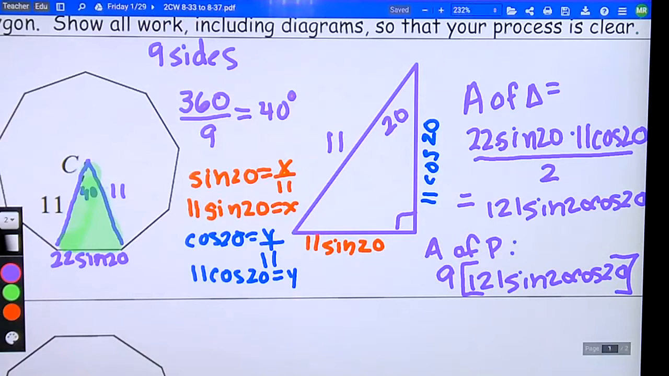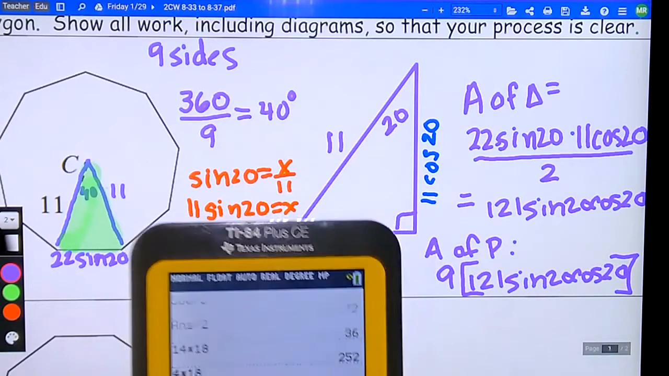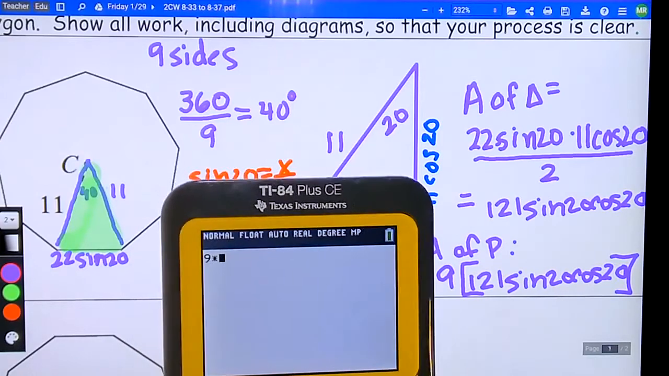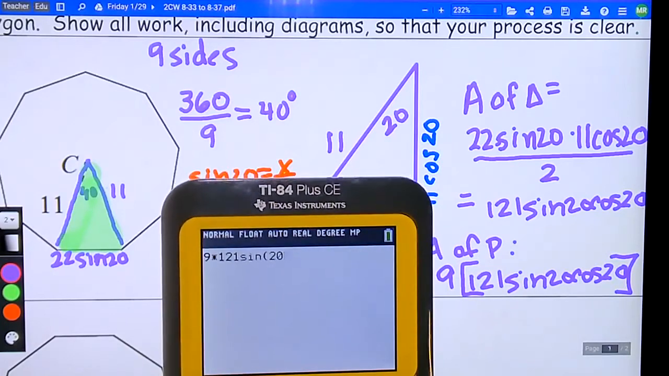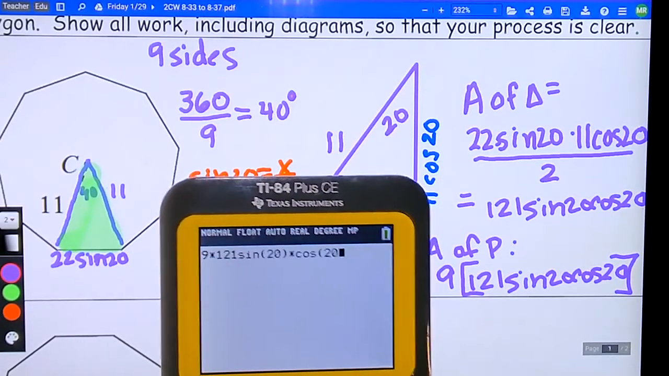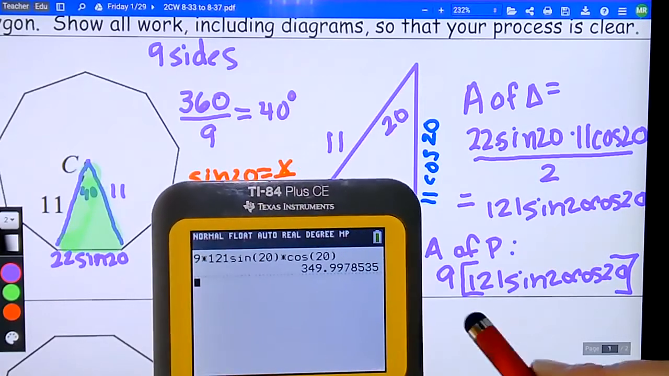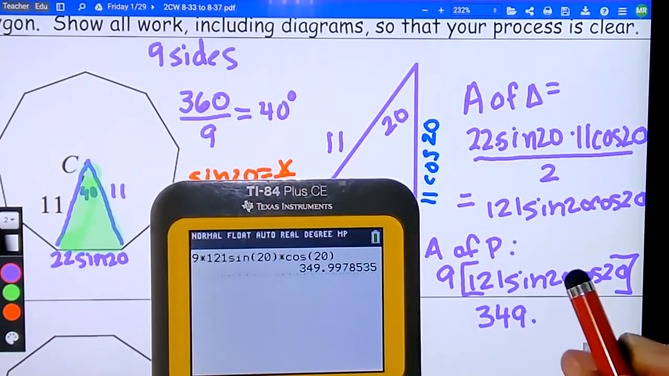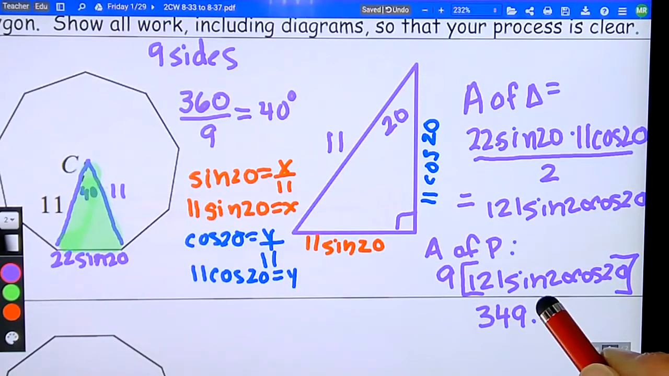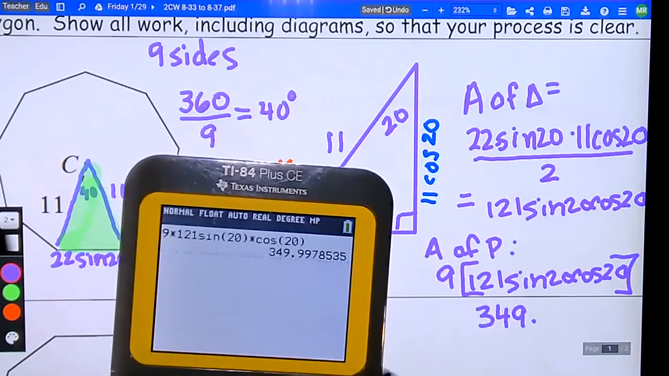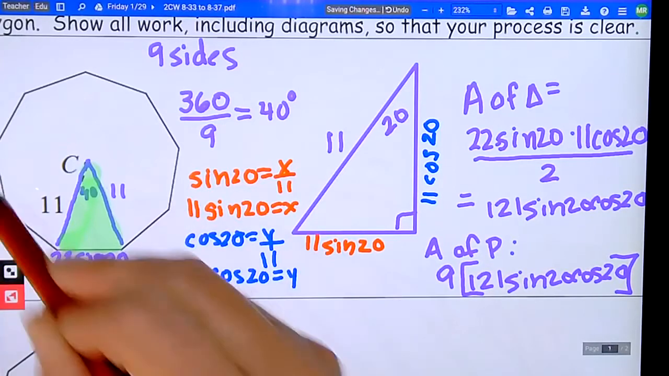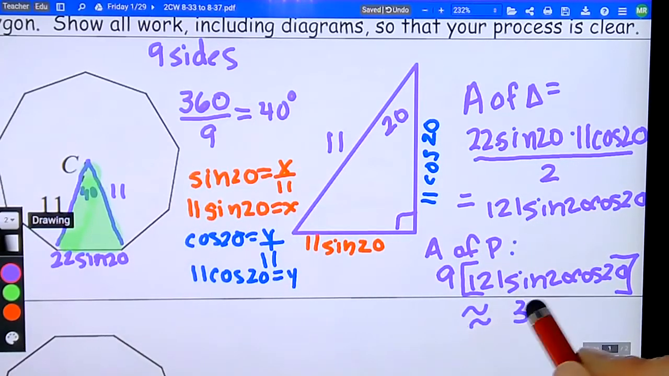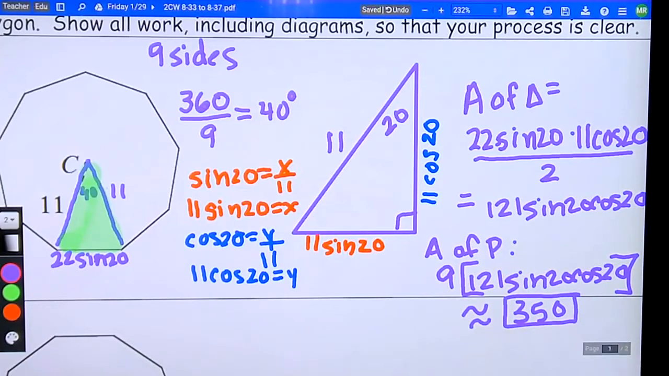Okay, and then I'm going to take this and put this in my calculator. So I'm going to go 9 times 121 sine 20, making sure my calculator's in degrees. Close out parenthesis. I'm going to put a times in between. I probably don't need to, but I'm just going to be safe. Cosine 20. And I end up with 349 point. Well, it's actually going to round up to about 350, isn't it? Because of the 997. So I'm going to round it up to about 350 as my answer.